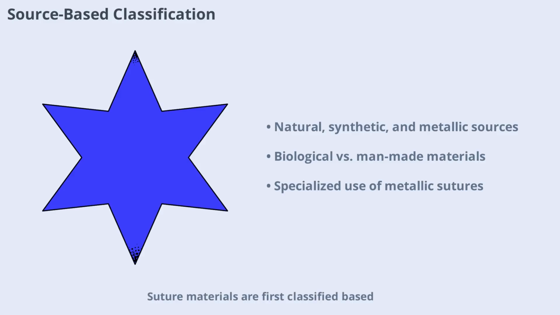Suture materials are first classified based on their source or manufacturing process. There are three main categories: natural, synthetic, and metallic. Natural sutures are derived from biological sources such as silk or catgut. Synthetic sutures are made from man-made polymers, offering consistent performance and predictable absorption rates. Metallic sutures like stainless steel, tantalum, gold, and silver are used in specialized situations requiring high strength and durability. This classification provides a foundation for understanding the diverse options available to surgeons.